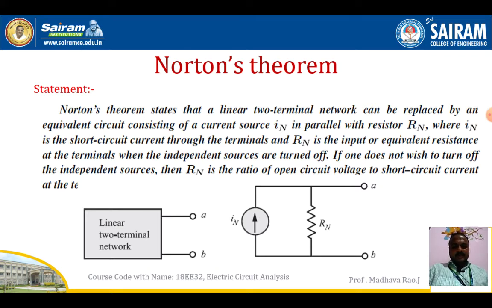So how will we find IN and RN? IN is the short circuit current, so we short circuit the AB terminals and find IN. RN is found similarly to Thevenin's theorem. The same procedure we followed to find RN in Thevenin's theorem, we follow here also. So IN is the short circuit current and RN is the equivalent resistance. These two will be in parallel in Norton's theorem.